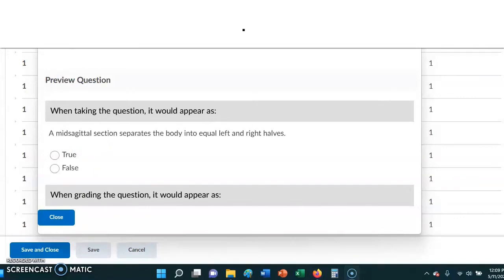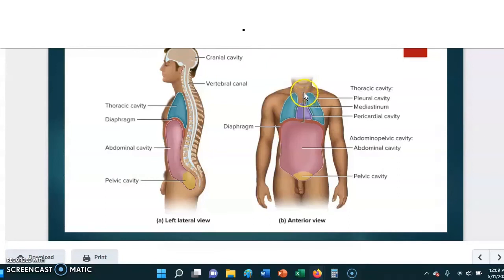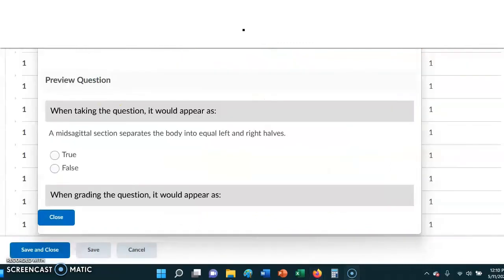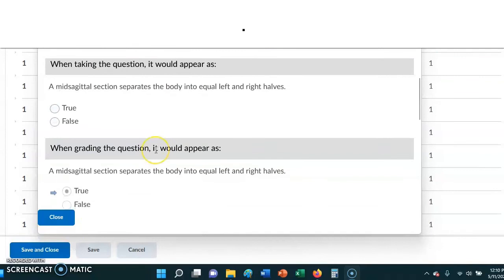Next question. A mid-sagittal section separates the body into equal left and right halves. Okay, let's wait for 5 seconds. Okay, hopefully you got your answer. Mid means middle. So if that means middle, then it will separate the body exactly into two halves, right and left. If we look at this figure, then more or less right here, that would be the mid-sagittal, separating the left and the right sides of the body. So the answer for this question should be true. And that's what we have right there.